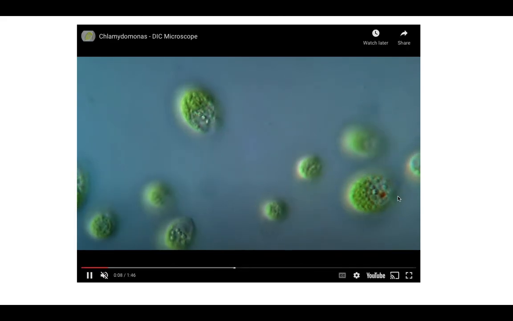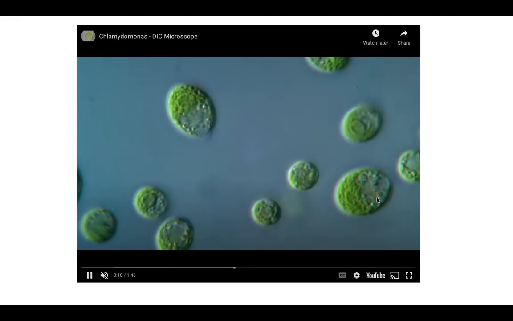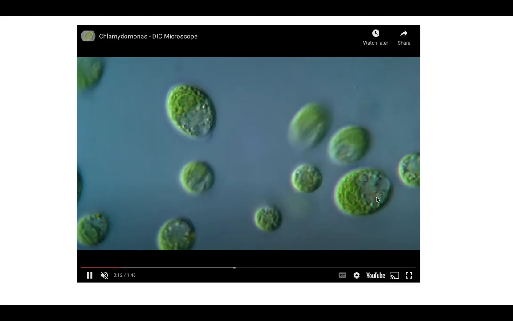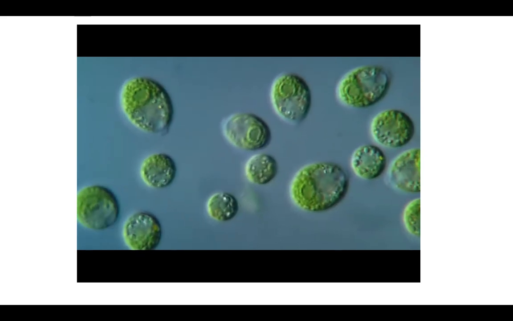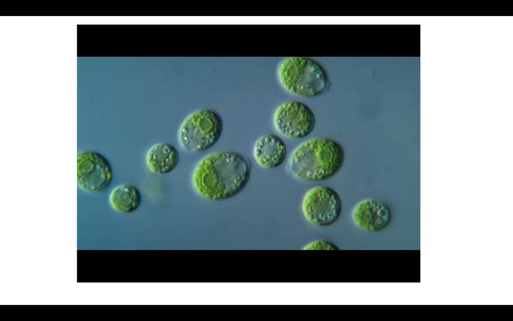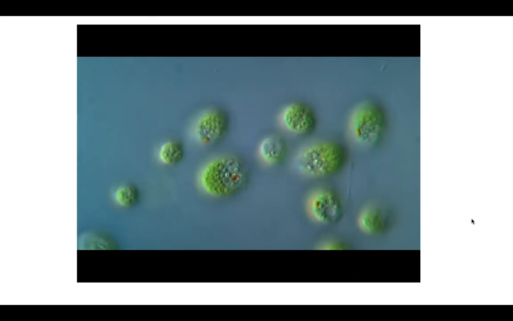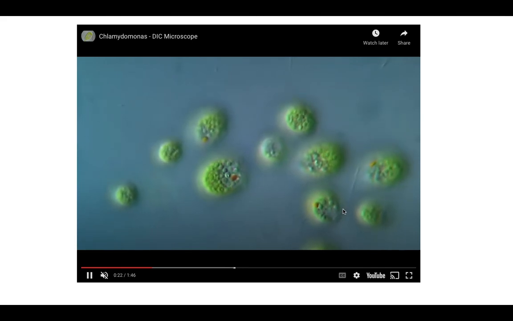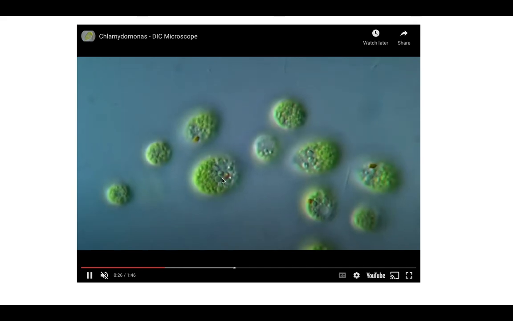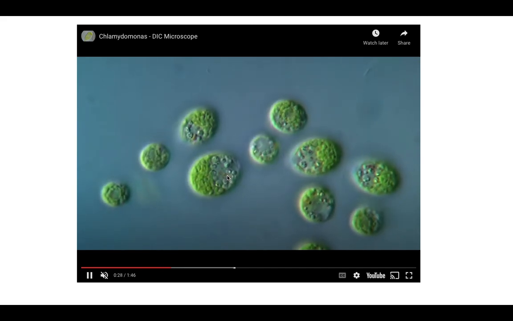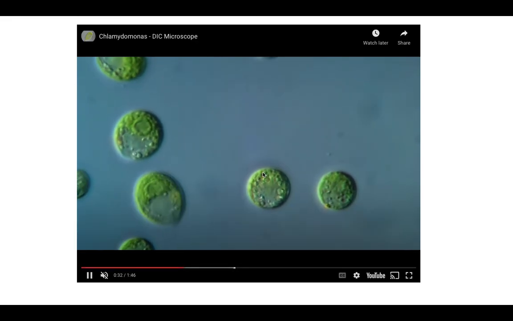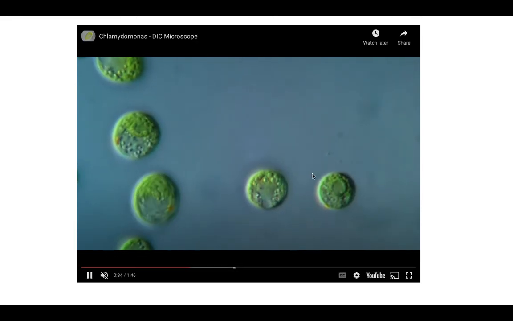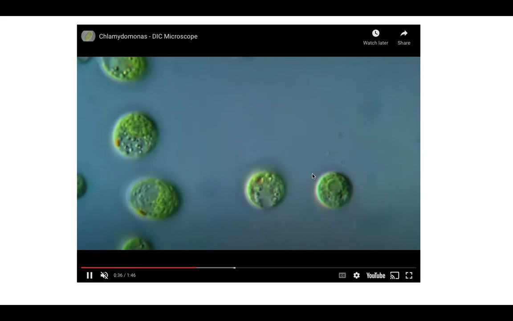Oh, I see the red eye spot on this one. The eye spot is red, so look for that. There's a flagellum there. That's in focus just now. There's an eye spot. So those are the things that we can notice. Oh, I see a flagellum. About these organisms under the microscope.